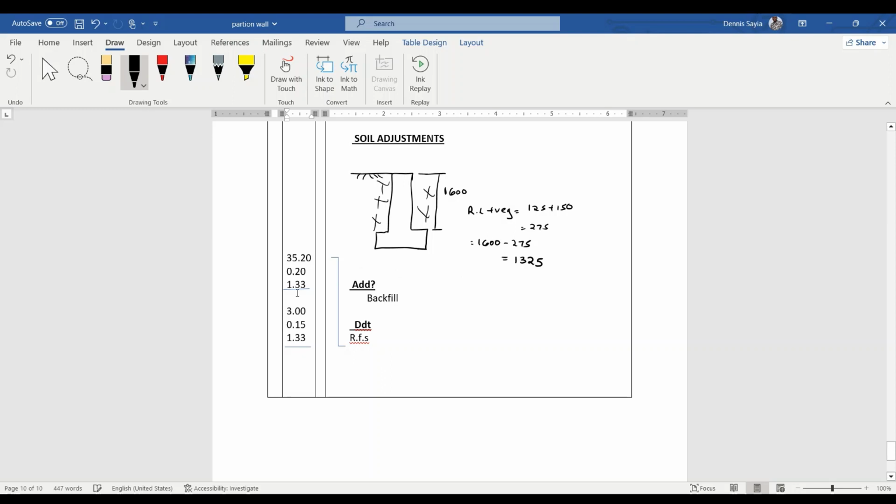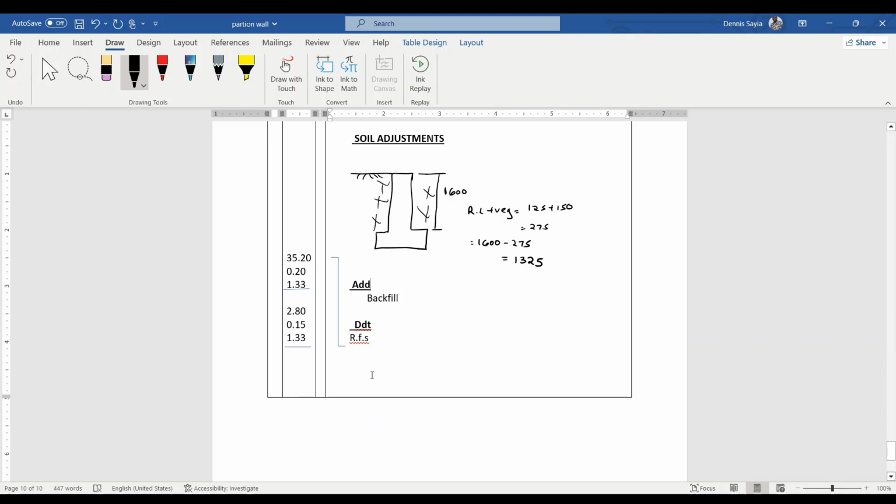So we take the mean girth at 5.20, the width 0.20, and then the height 1.33, and then for the partition wall, that becomes now 2.80, and then the thickness is 0.15, and then the height is 1.33, and then we say add backfill and then deduct remove from site.